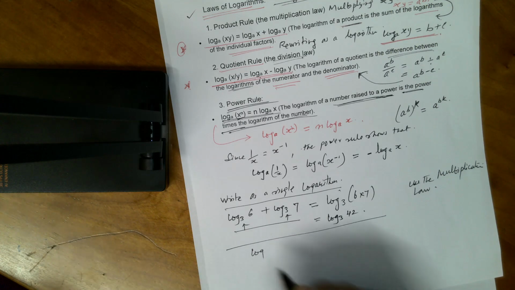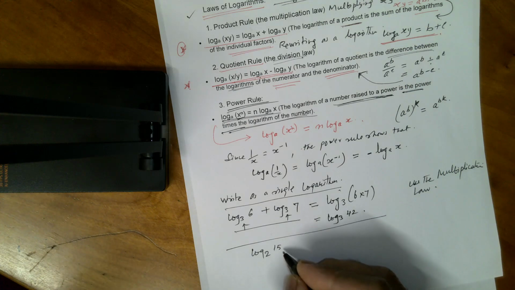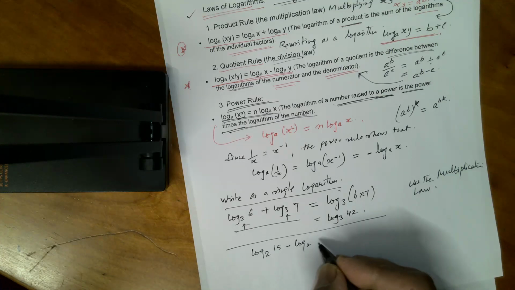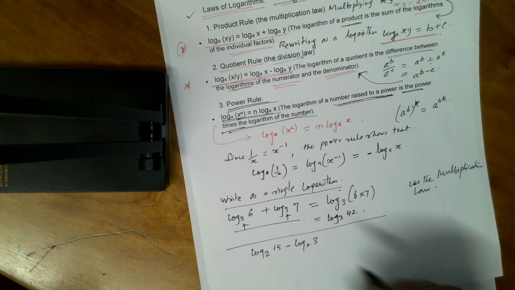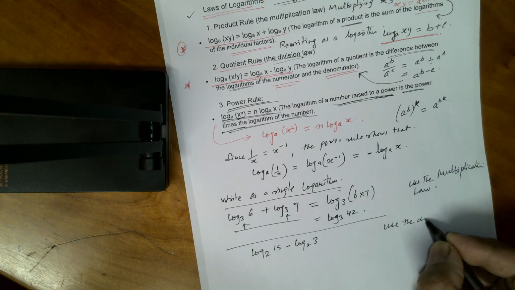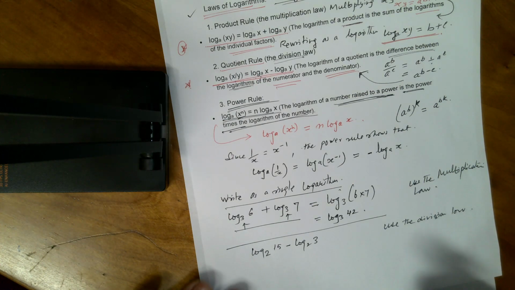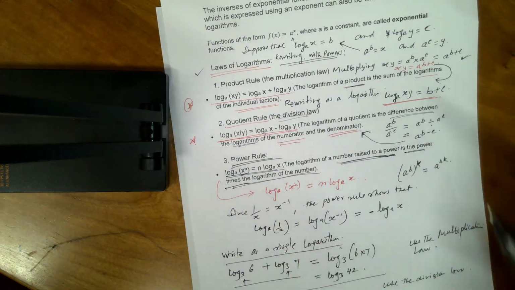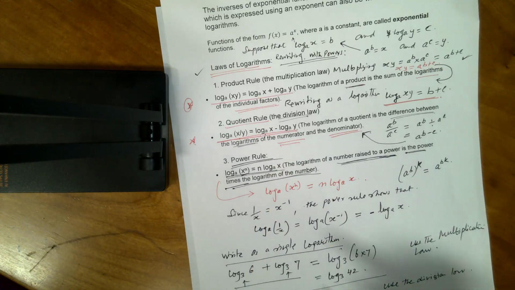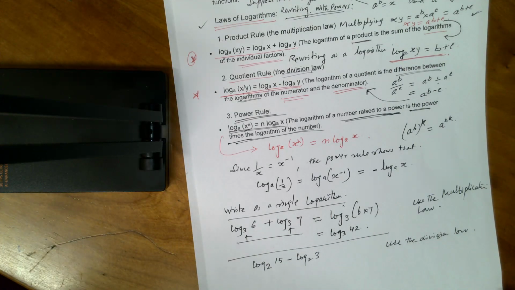Then another one, you got your logarithm. Now this time you have your base 2, then here you got 15 and you got 3. Okay, so in this one you use the division law, because you got minus here, so you will use your division law. Because what you're doing here is write as a single logarithm.